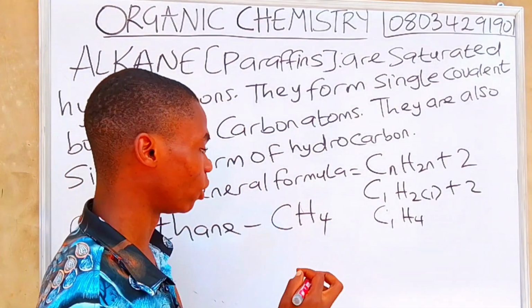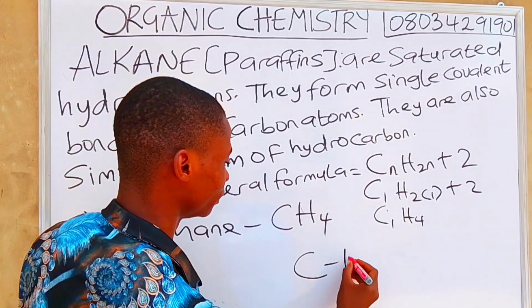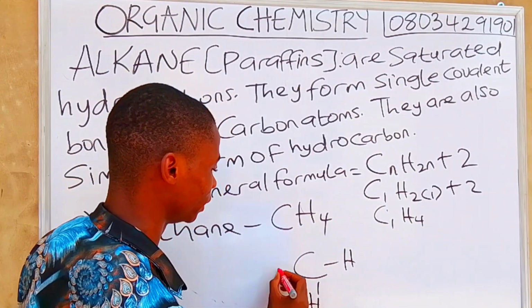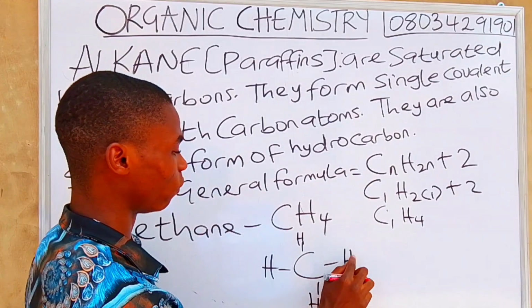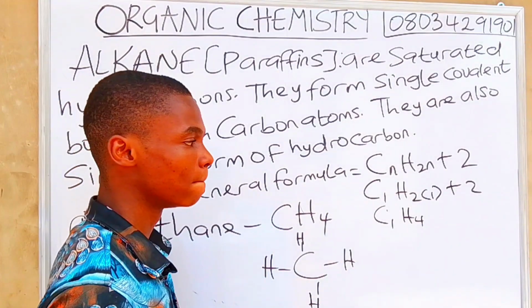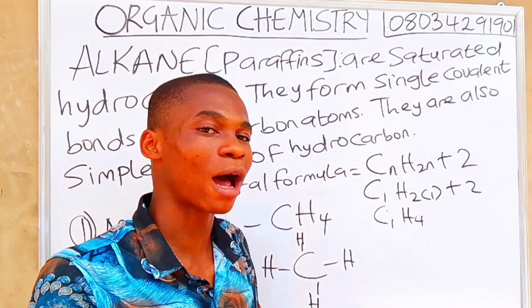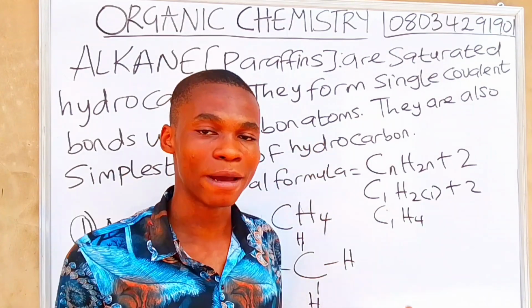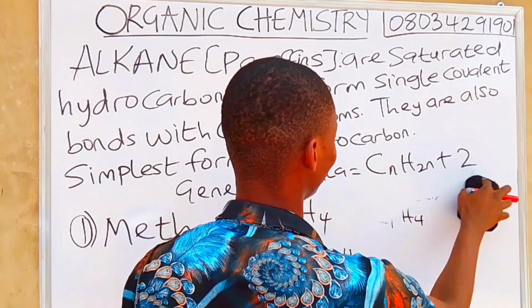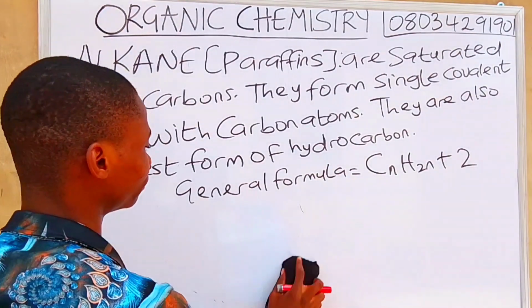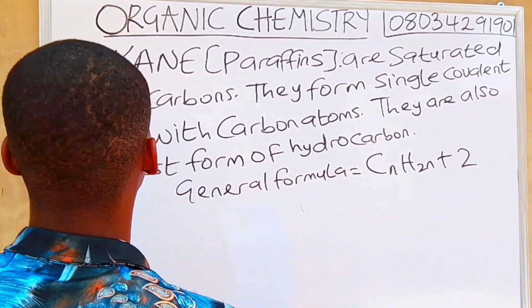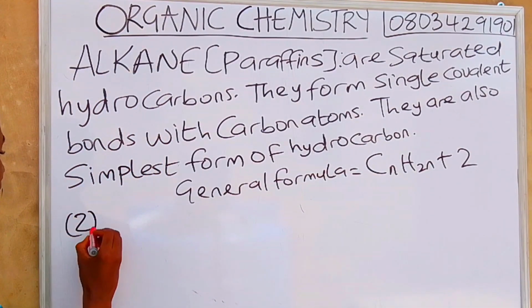And if we want to draw the structure, C, H, second H, the third hydrogen and the fourth hydrogen atom. 1, 2, 3, 4. You can see it is CH4. The same is also applicable to other members. Let me give an example. The second member is ethane.